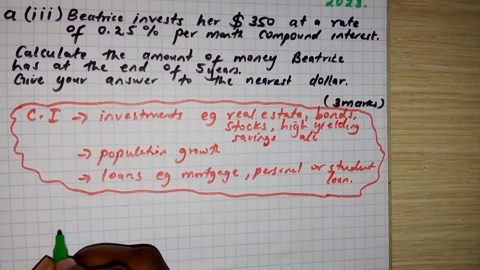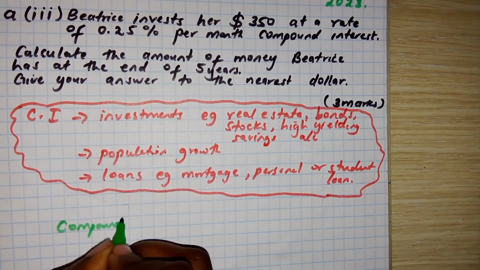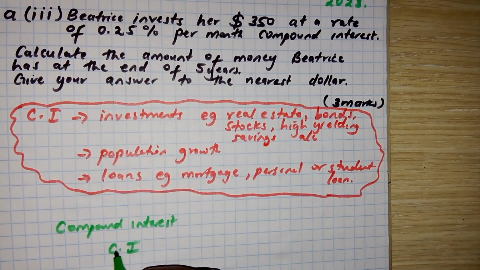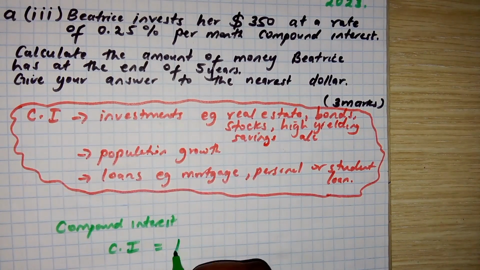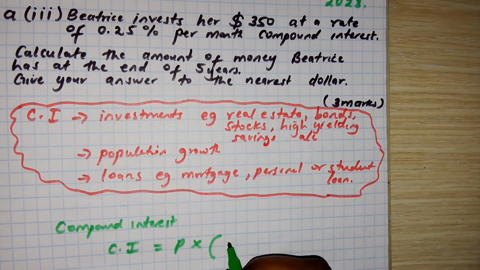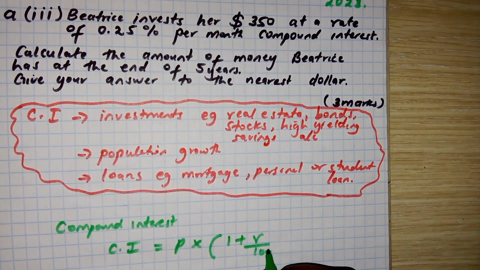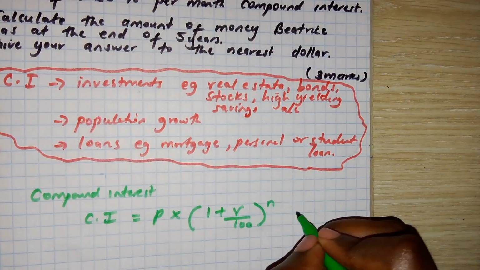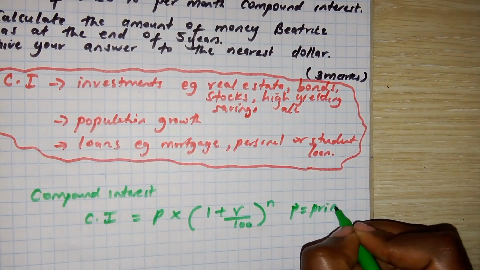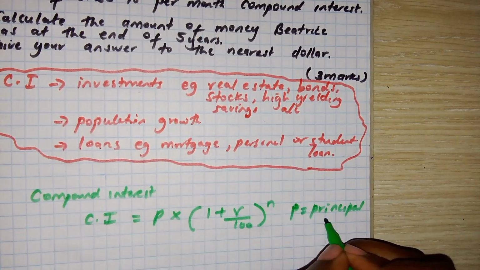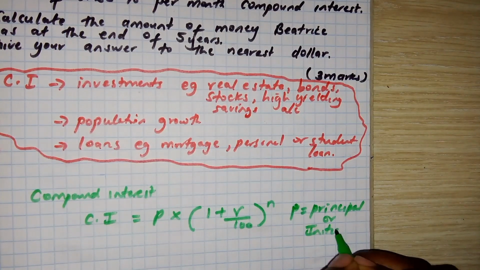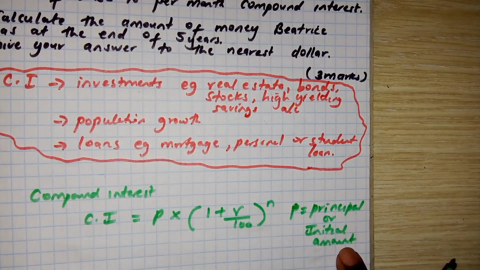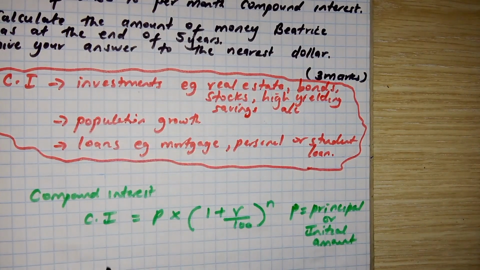So we have this formula, compound interest, or in short I can write it as CI. Compound interest is equal to principal times, in bracket 1 plus R over 100, power N. So we can write the meaning of the P. P is the principal or initial amount. So the initial amount you borrowed, or the initial amount you invested.